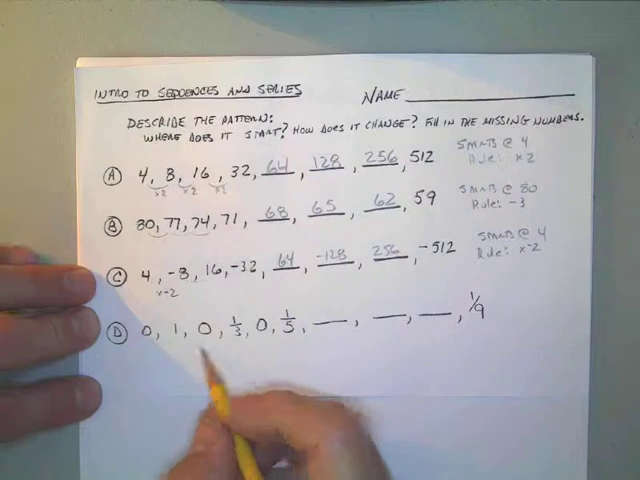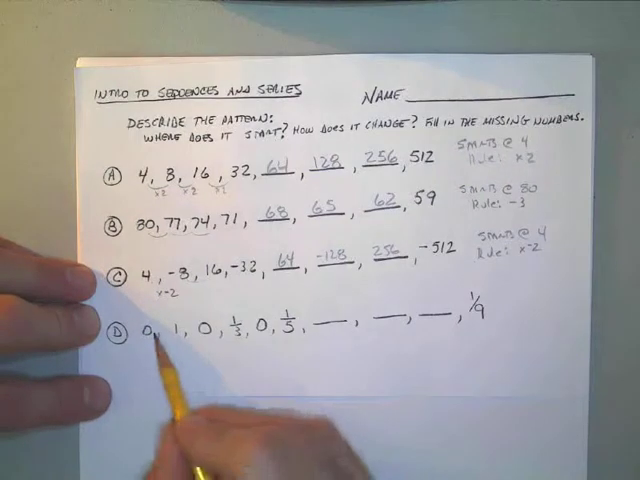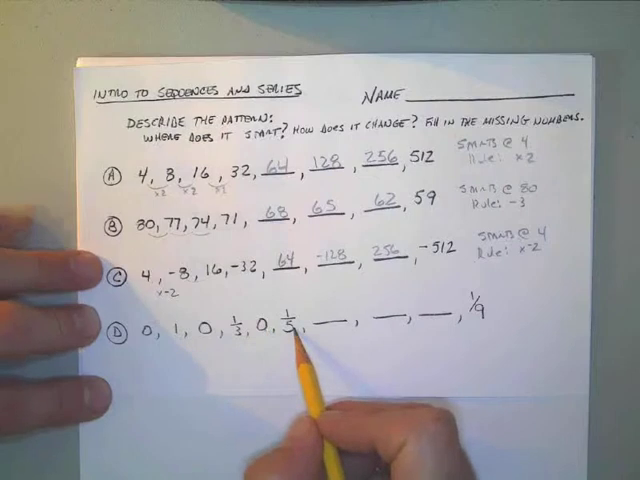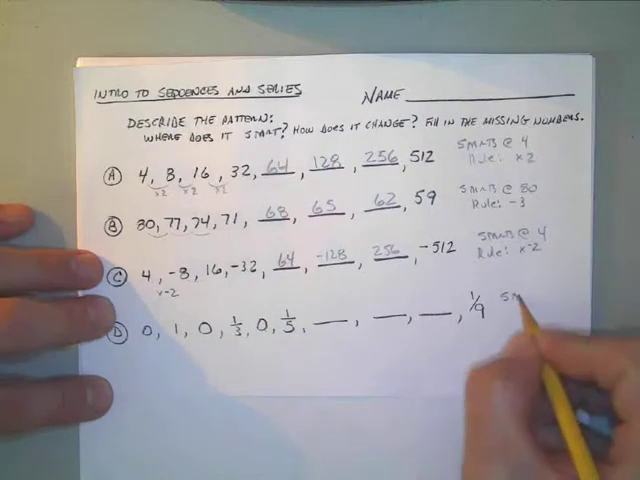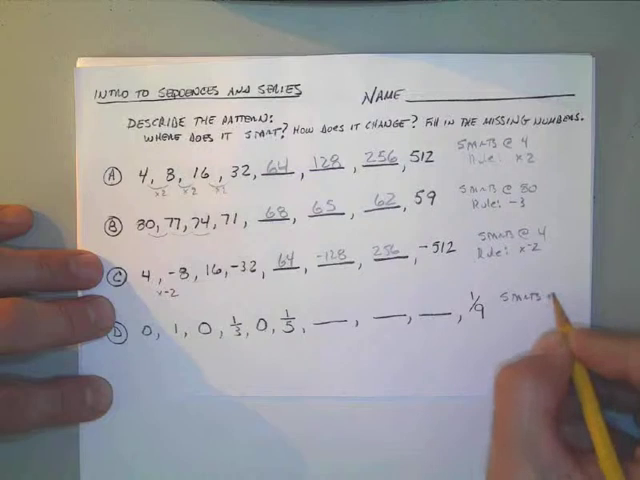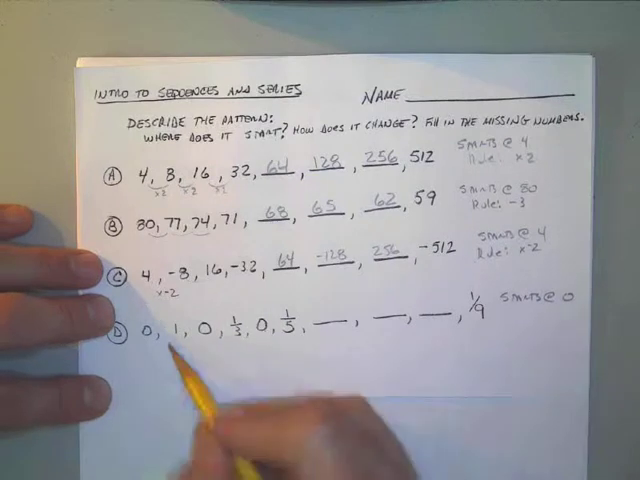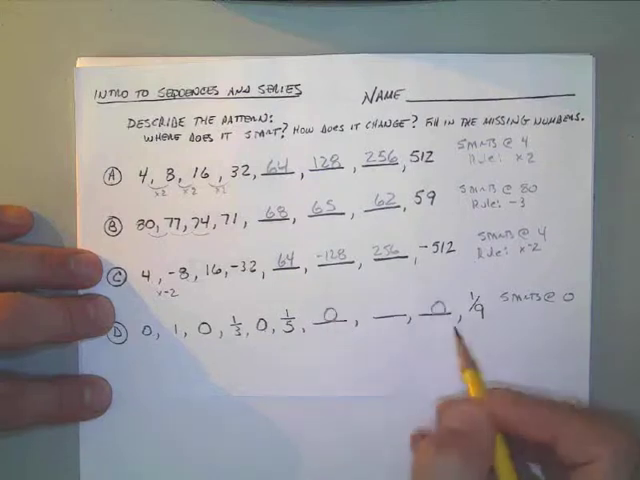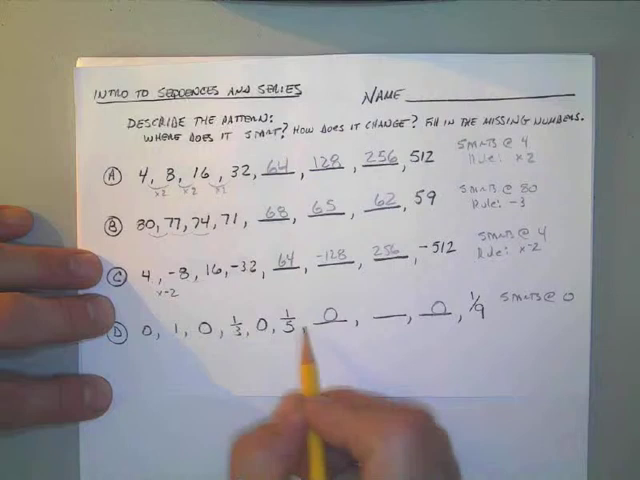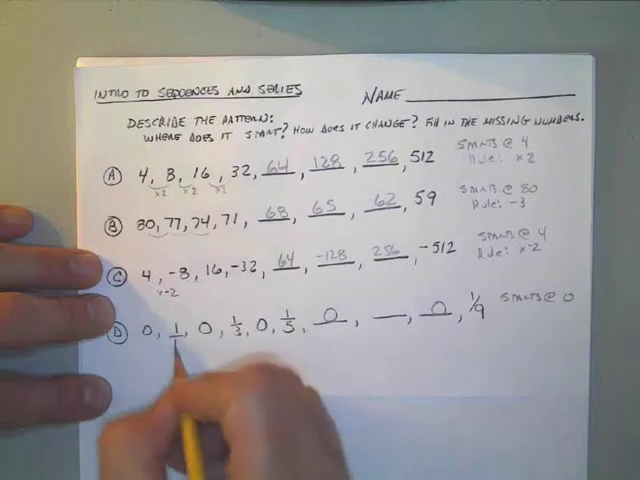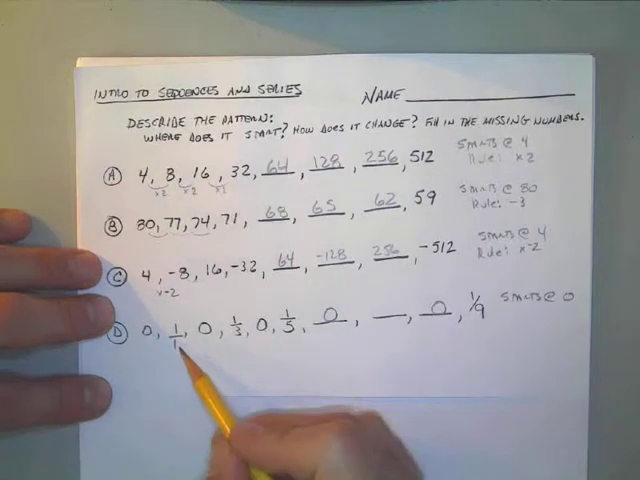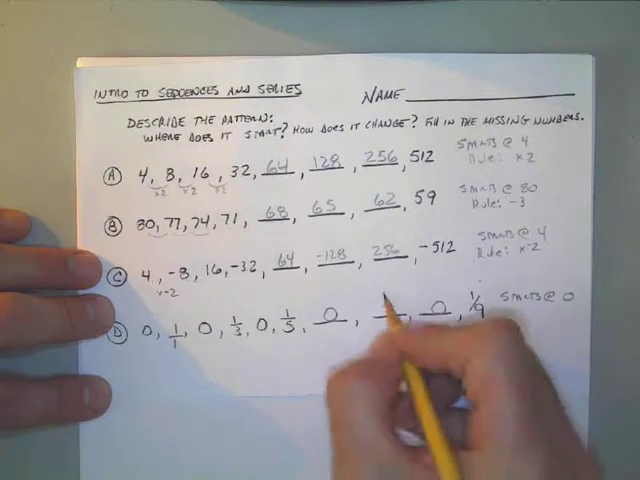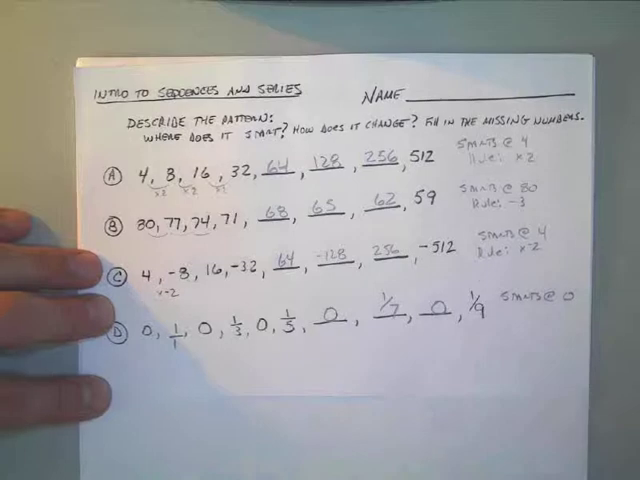Our last sequence, this is interesting: 0, 1, 0, 1/3, 0, 1/5. Well, we can say for sure that it starts at 0, and it looks like every other term is 0. And these are all fractions. Let's make 1 into a fraction. Okay, so now the denominators are going 1, 3, 5, 7, 9. So I think this is 1 over 7.